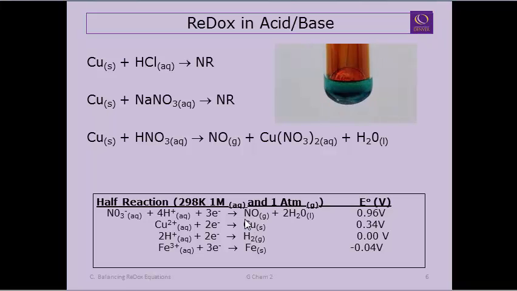I've got a little picture of this. Here's a penny, and the copper is being dropped in concentrated nitric acid, and immediately you can see that there is a nitrogen monoxide.